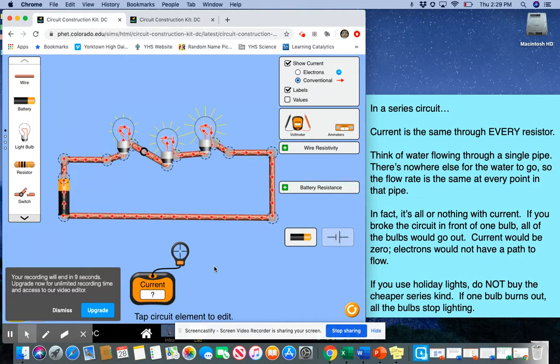In fact, it's all or nothing with the current. So if I broke this circuit right here, there would now be no current.